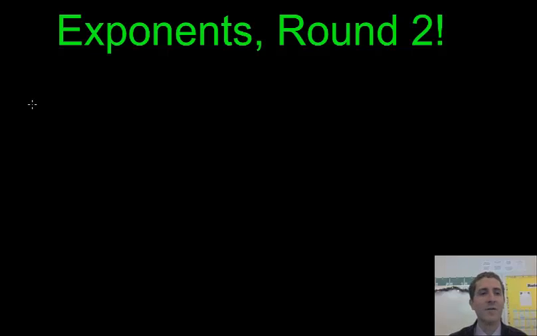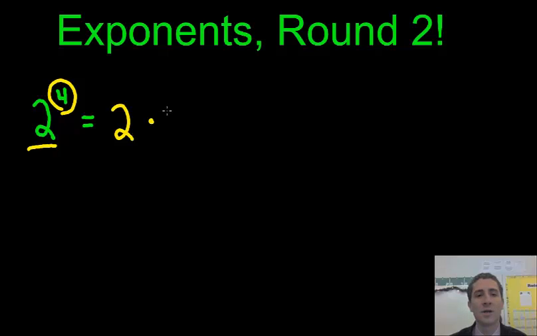For example, if I have a number like 2 to the 4th power, all that means is I'm going to take my big number 2 and I'm going to multiply it 4 times. So I'm going to take this number 2, multiply it 4 times. So 2 times 2 times 2 times 2. So all I'm doing is multiplying that number 4 times.